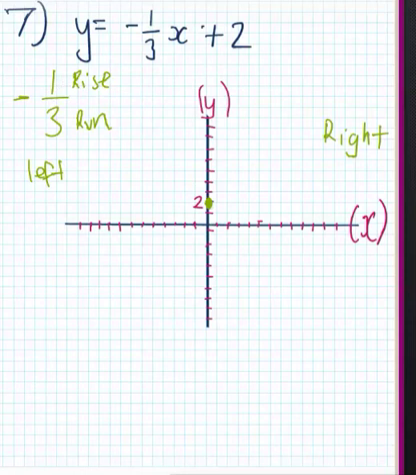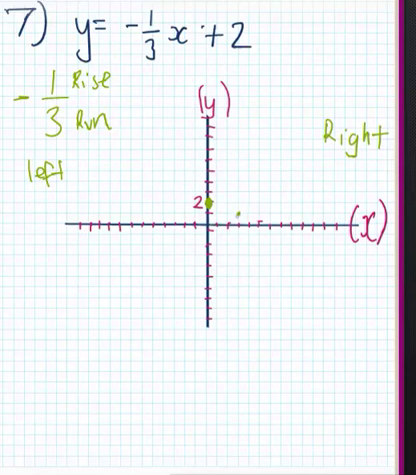So down 1 unit. Now don't plot the point. That's not where our point is. We haven't finished our journey. So down 1, and now our run is 3, and we move to the right. So down 1, and then 1, 2, 3, and that's where my point is, right there.